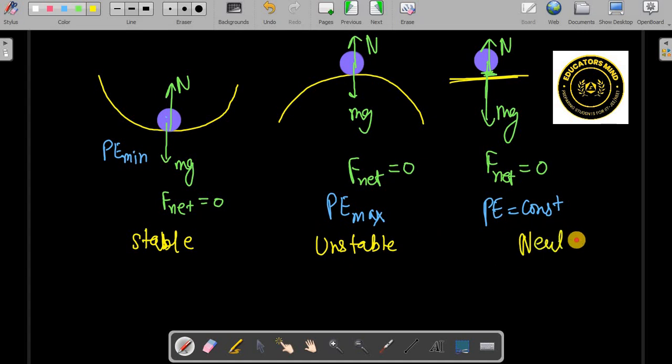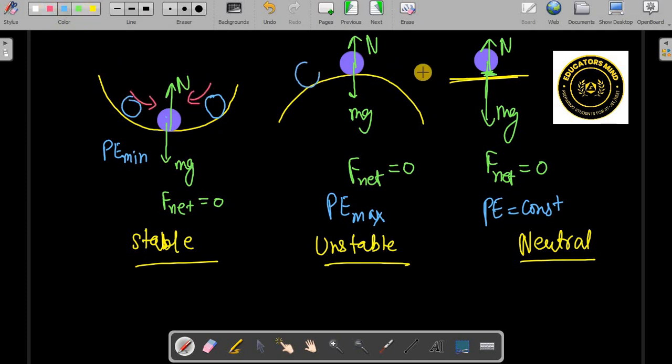So if you disturb the body from the stable equilibrium, let us say you bring the body here or here, it will always try to go back to the mean position. Here if you disturb this side or this side a little bit, it will go away from the mean position. Here if you disturb anywhere, it will remain there itself, wherever you keep it. That's the concept of stable, unstable and neutral equilibrium.